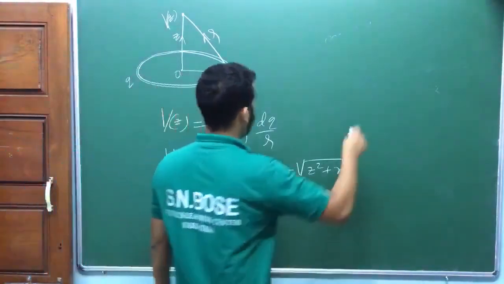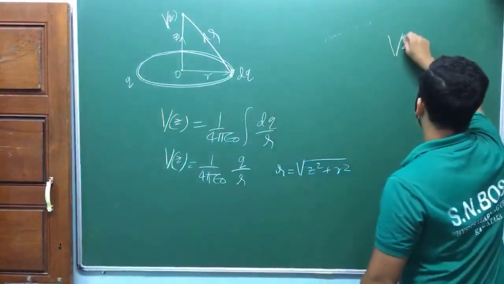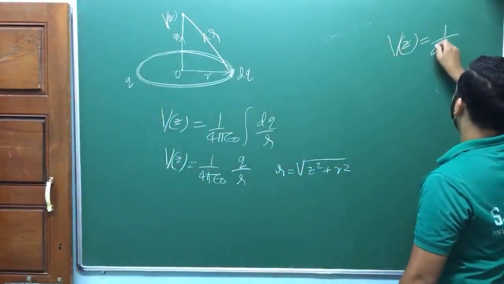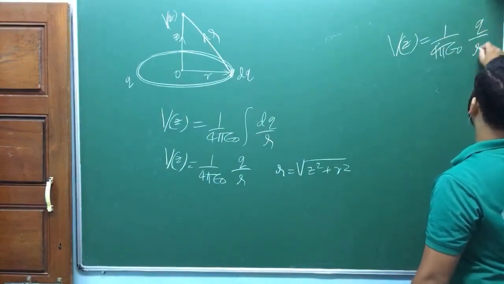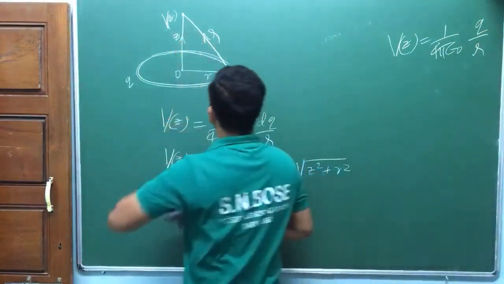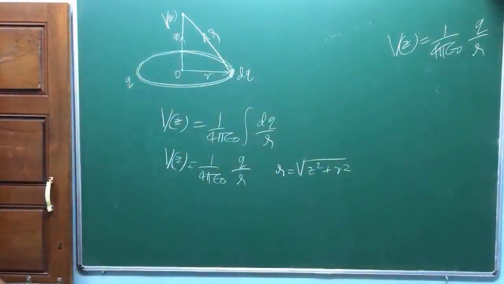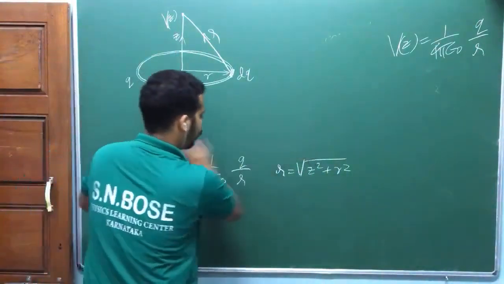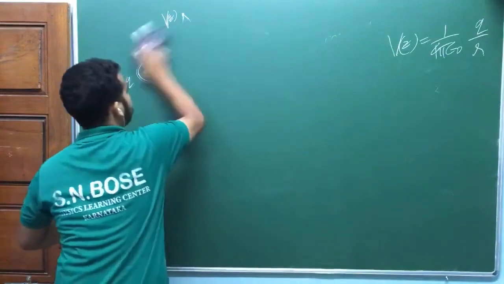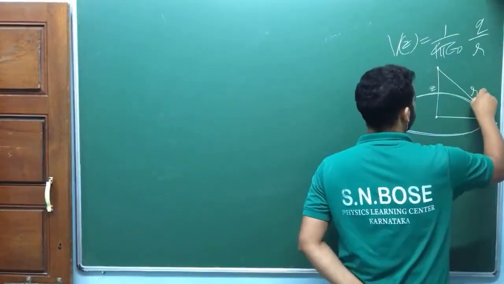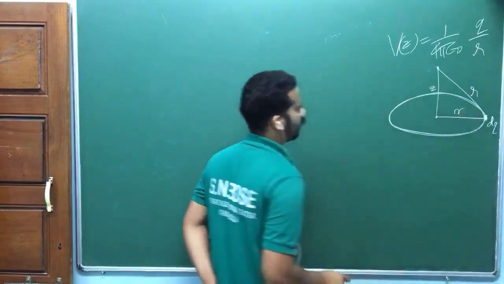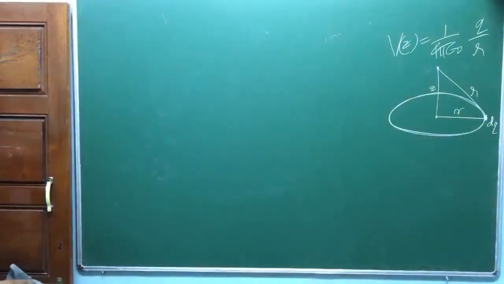Is that okay? V at z is equal to 1 by 4 pi epsilon naught, Q by italic r. You should know what is this italic r. What is this italic r? Keep this one in mind, or let me draw it here again. Is that okay? This is the situation.